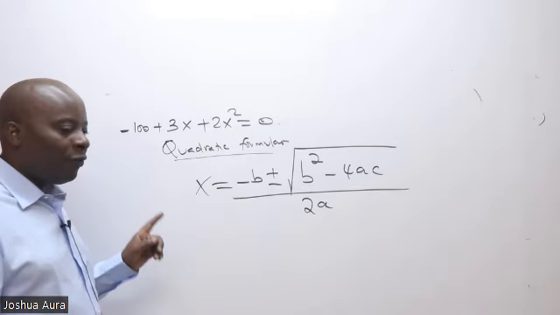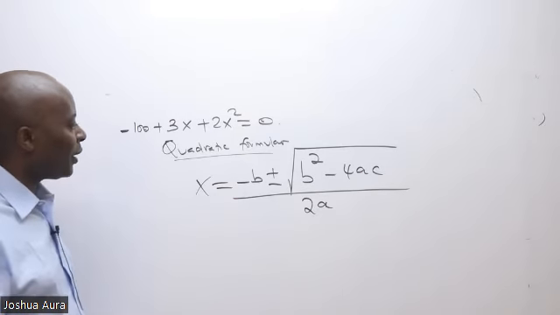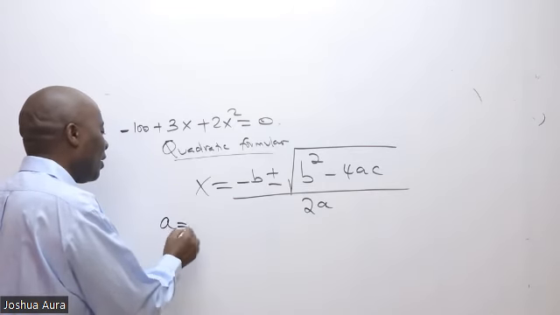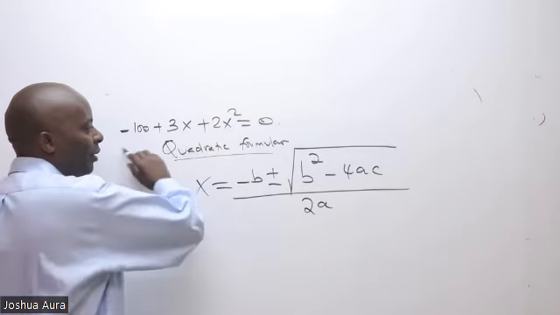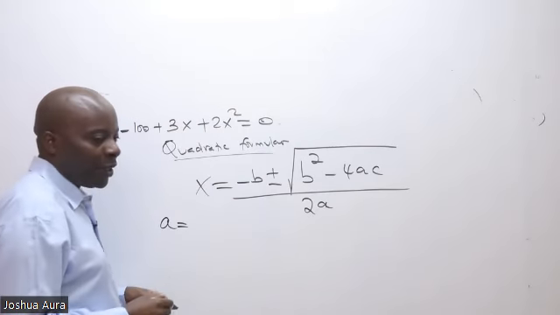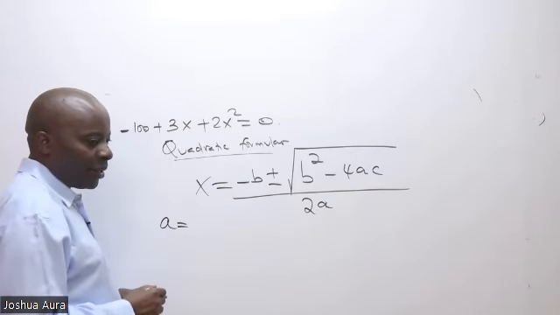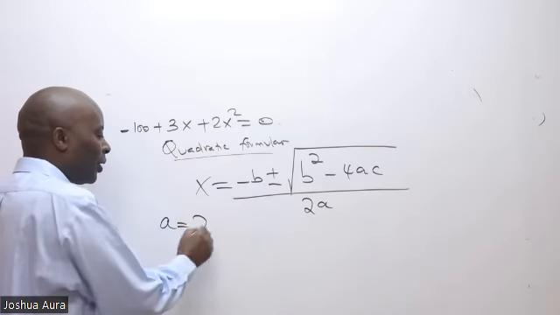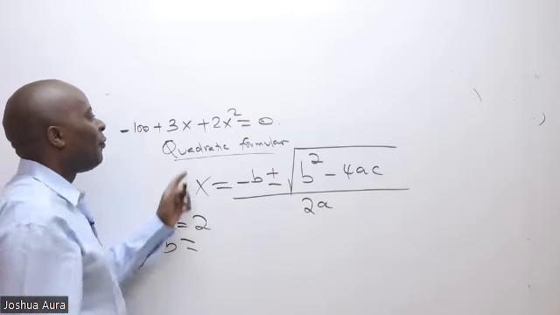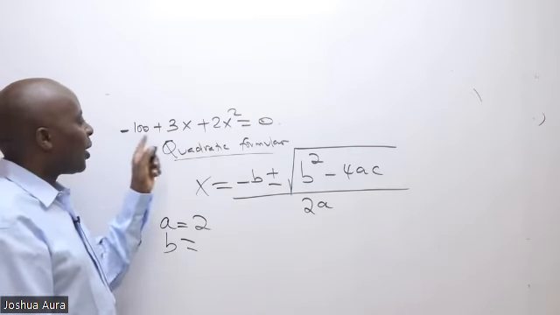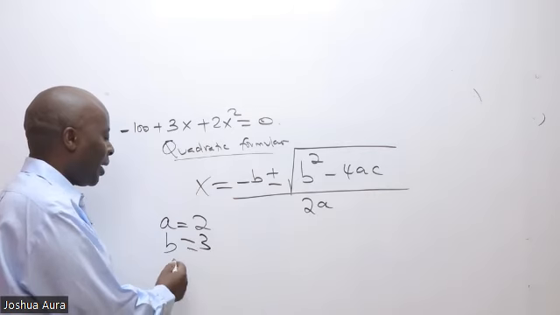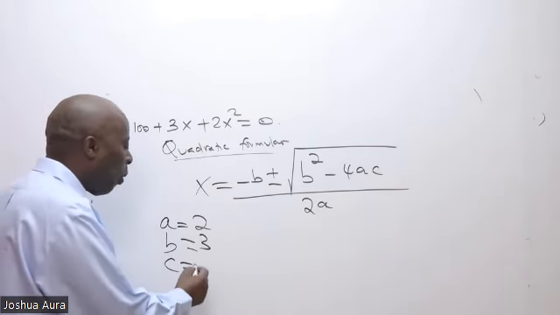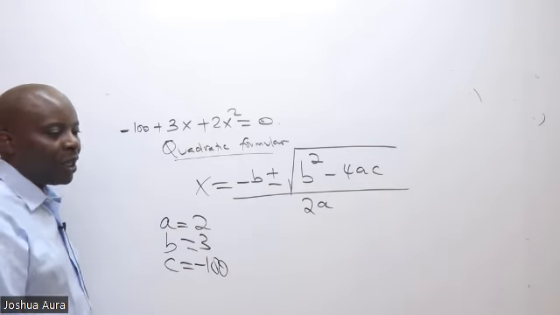So, and then now you will be forced to remember something very important. That if that is the case, then can somebody give me what is the value of a from this? A is the natural partner of x squared. The number that comes before x squared is 2. b is the number that comes before x. The number that comes before x is what, yes, somebody? 3. c is the constant term, which in this particular case is minus 100.